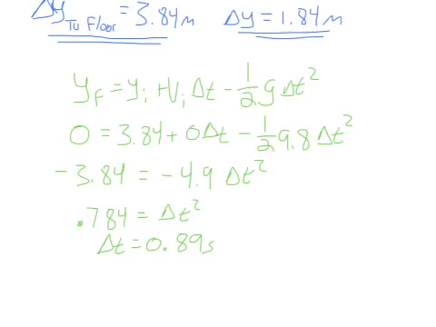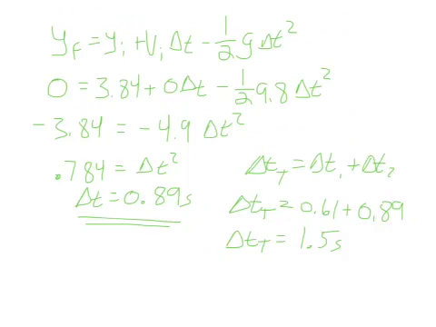So now we've got two times that we have to add together to get our total time. Our total time will equal time 1 plus time 2, for a total time then of 1.5 seconds. Okay, so that's one type of free fall question that we can see.